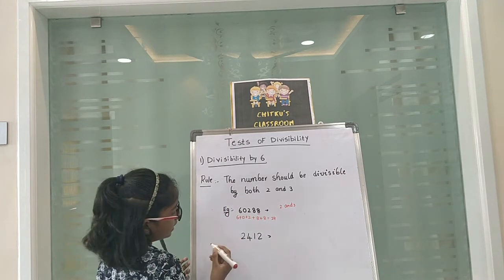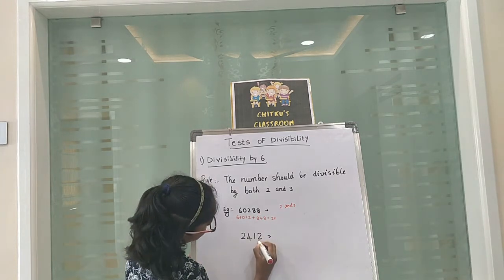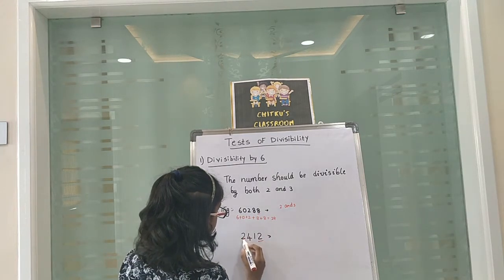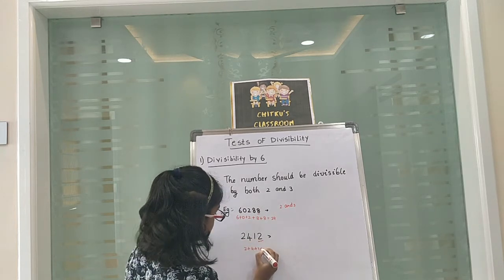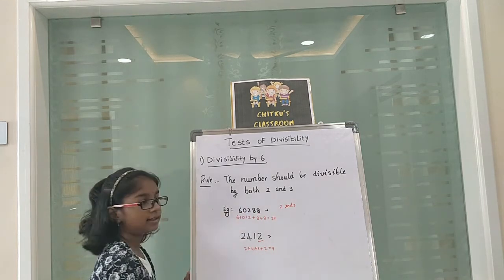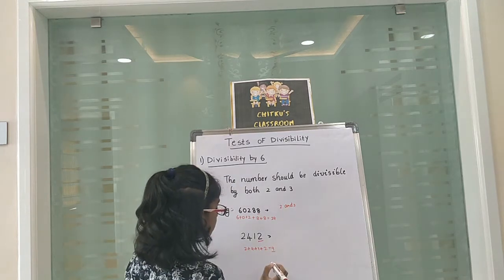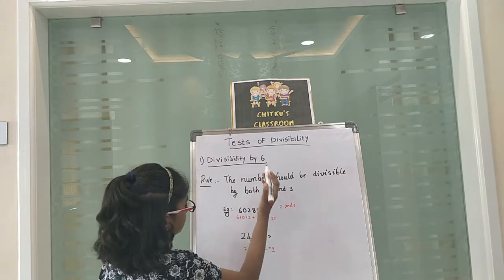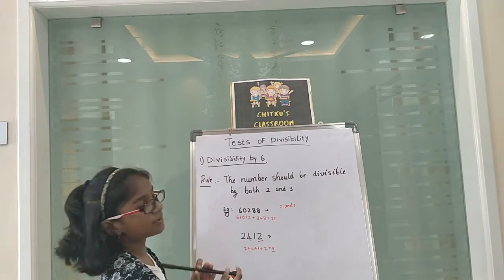Now this one. Let's check if the last digit is an even number. Yes, the last digit is an even number, so it's divisible by 2. And let's add the digits: 2 plus 4 plus 1 plus 2. The answer is 9. 9 is 3 times 3, so 9 is divisible by 3. So that means it's divisible by both 2 and 3, so it's divisible by 6. That's how we check if a number is divisible by 6 or not.